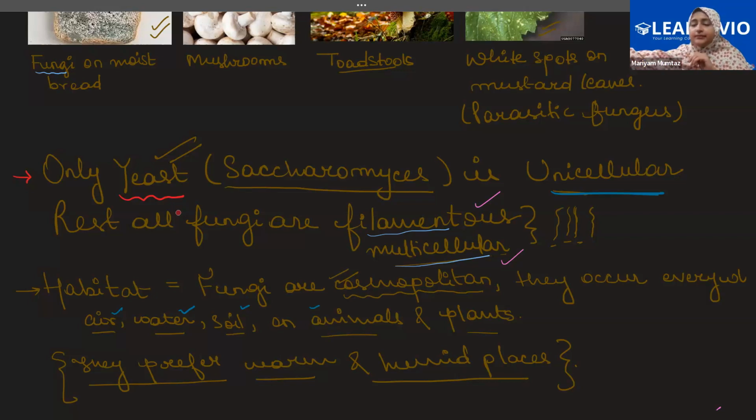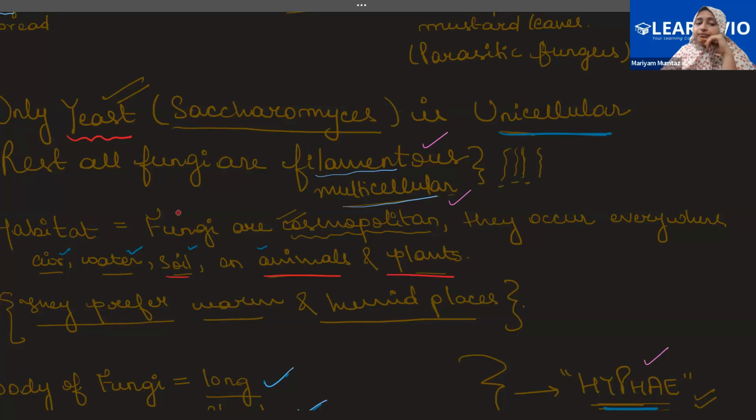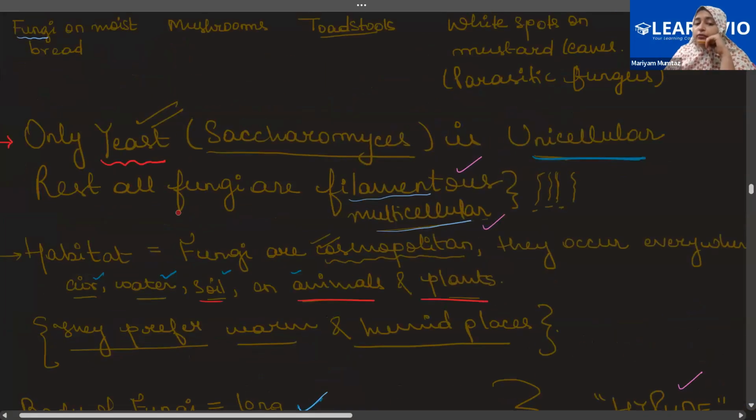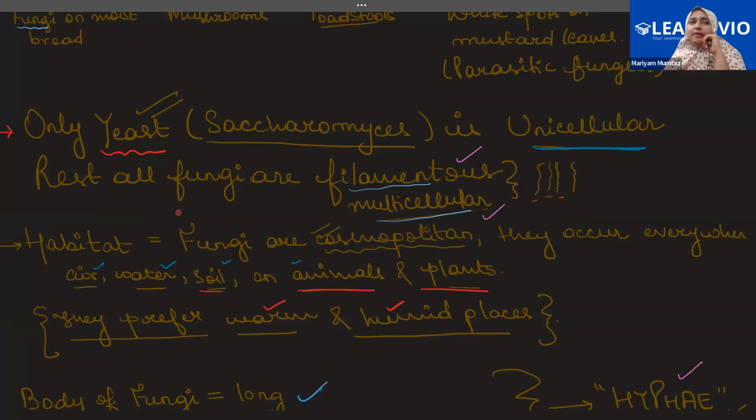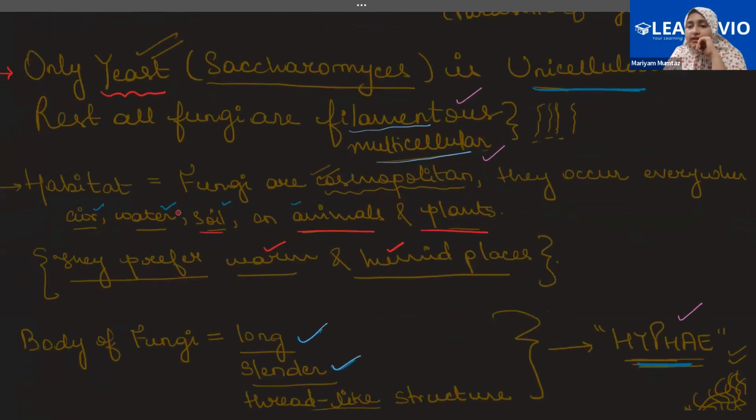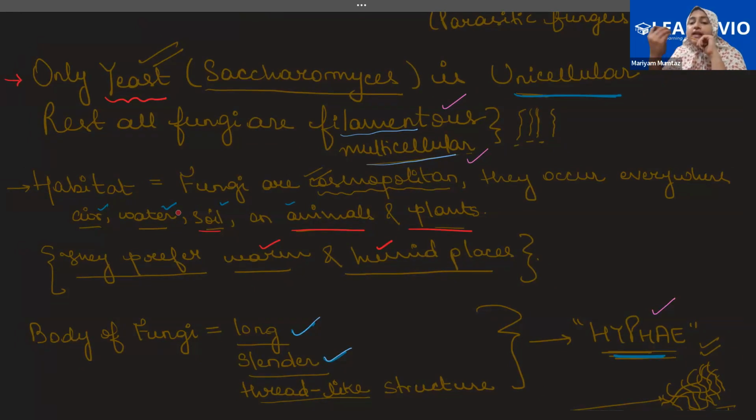Now talking about the habitat. The fungi are cosmopolitan. Cosmopolitan means they occur everywhere. They are present in the air, in the water, soil, and even on the body of animals and plants. Now, the best thing is that they prefer warm and humid places, meaning the fungus would grow well when there is a warm and humid climate. This is the reason why we put our food in the refrigerator, because in the refrigerator there is cold temperature and humidity is also not there. It's very dry and cold. So it means that the fungus will not grow there. Many a times the fungus can even grow when the thing is kept in the refrigerator because of contamination.